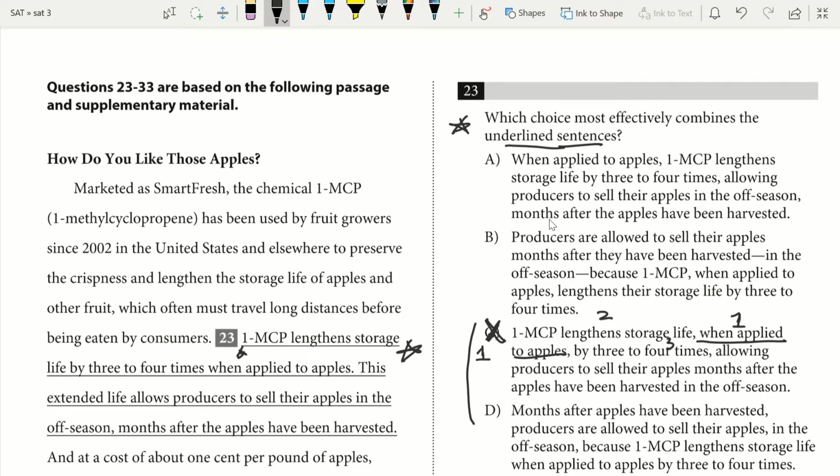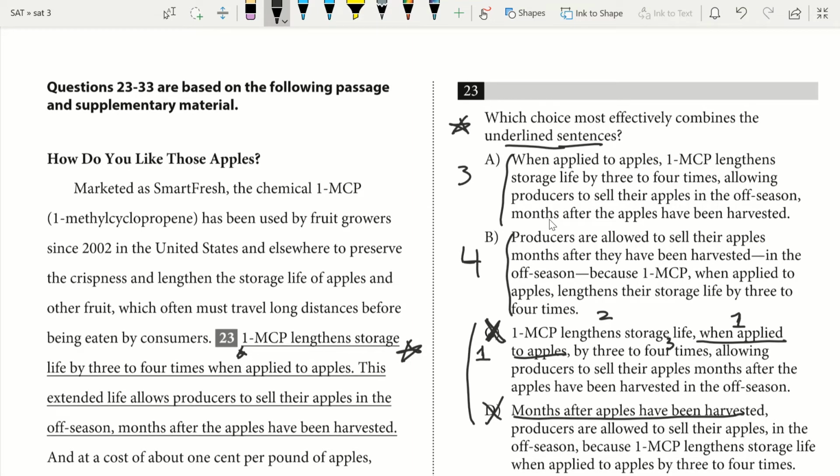So now we check D. The D we start with months after apples have been harvested, but that's kind of our last idea, right? We want to start with applying 1-MCP to apples. Now we go up, we see B has 5 lines, so that's going to be our last answer that we read. And we see right here we have 4 lines, so we can go ahead and read A.